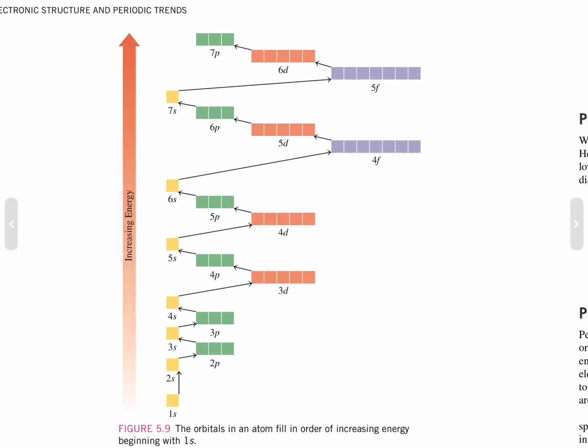So 1s is the lowest energy level, followed by the 2s. Then the increasing energy is 2p, followed by 3s, 3p, 4s, 3d, 4p, 5s, 4d, 5p, 6s, 4f, 5d, 6p, 7s, 5f, 6d, 7p.